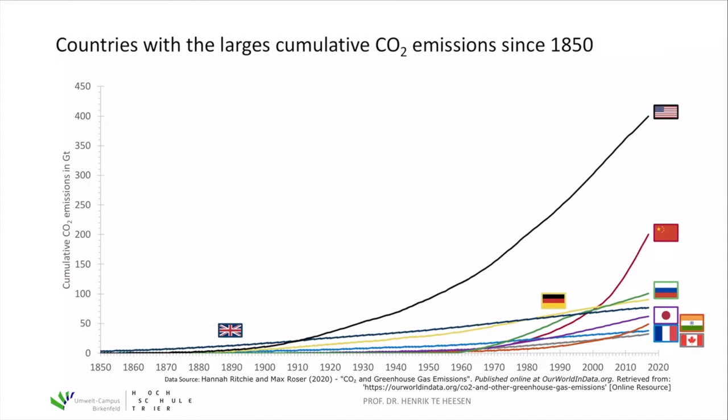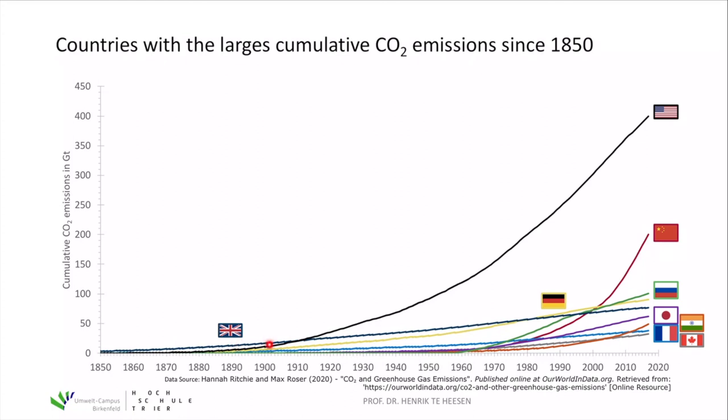One interesting issue is the responsibility of different countries regarding the greenhouse gas concentration in the atmosphere and the emissions coming from different countries. What you can see in this diagram are the values of the cumulative CO2 emissions since 1850. So you see the period on the x-axis and the cumulative CO2 emissions in gigatons on the y-axis. Of course, the beginning of the CO2 emissions can be found in the United Kingdom with the beginning of the Industrial Revolution in the 18th century.